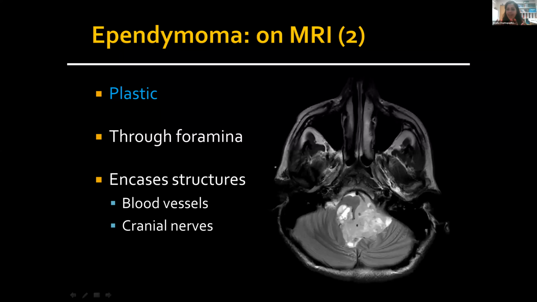These tumours also encase a lot of the important structures. So here we see that there's involvement of the distal left vertebral artery as well as the left PICA. And in this position, there was also encasement of all the lower cranial nerves. So resection of this tumour took ages, as the surgeons had to carefully dissect away.